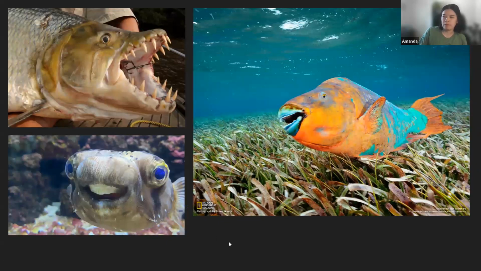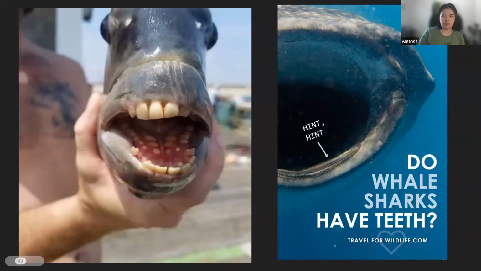So these are some examples of fish teeth. We have ones with canines. Parrotfish are actually incisor type teeth that are fused together to form a beak. Same with pufferfish. Some creepy teeth are sheep's head fish, which look scarily like human teeth. I don't like it. But even animals like the whale shark, which you wouldn't really think of as having teeth, have tiny little teeth, much like the other sharks that they're related to.